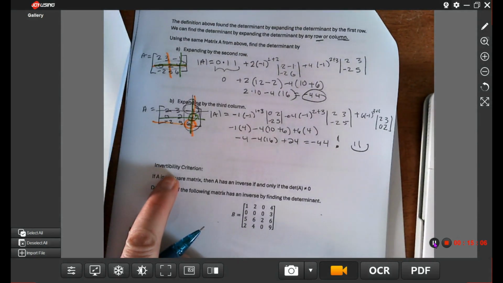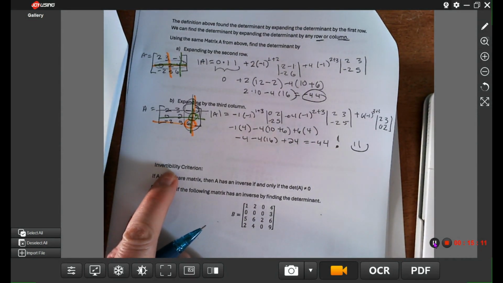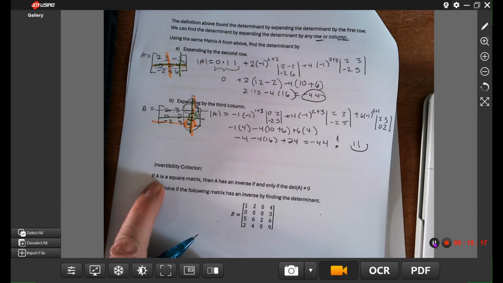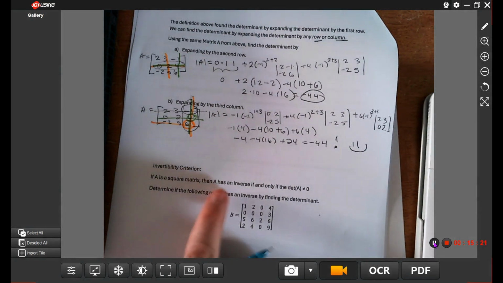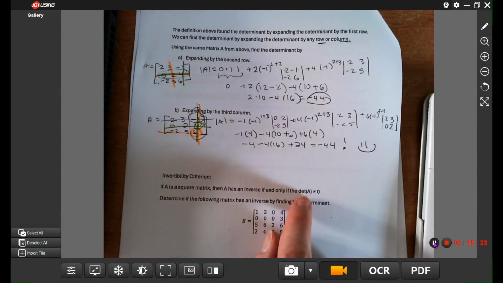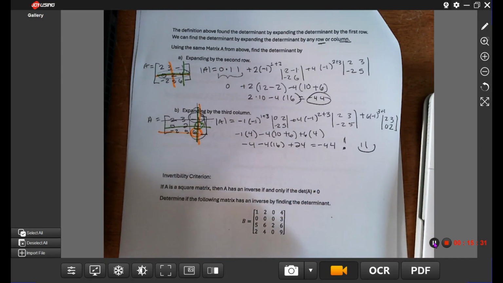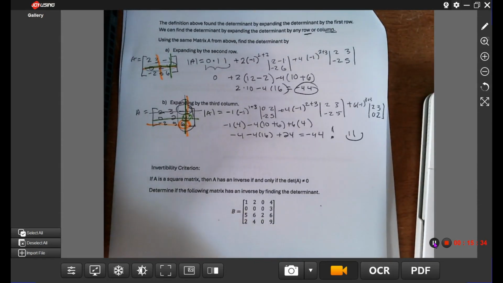All right. So here is how you can find out if a matrix has an inverse without actually calculating the inverse. If A is a square matrix, remember that it won't have an inverse if it's not square, then A has an inverse if and only if the determinant of A is not 0. Or in other words, if the determinant of the matrix is 0, it does not have an inverse.